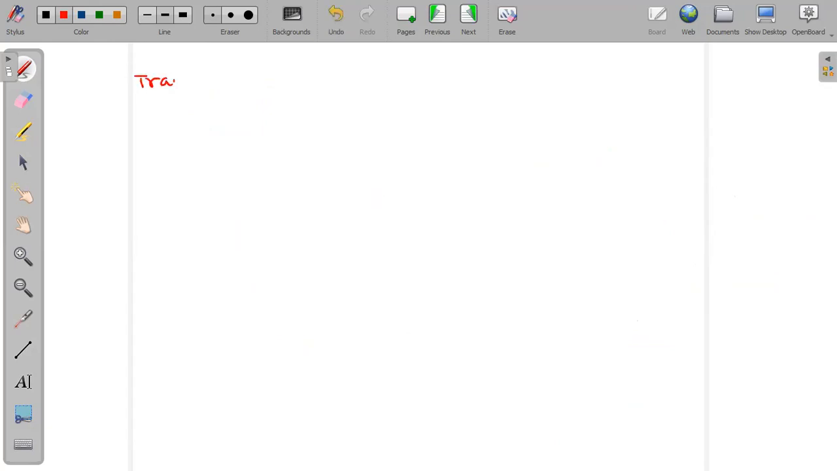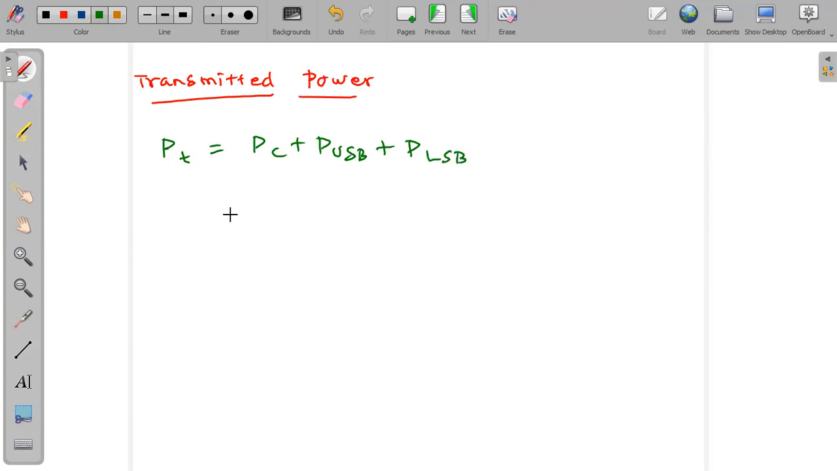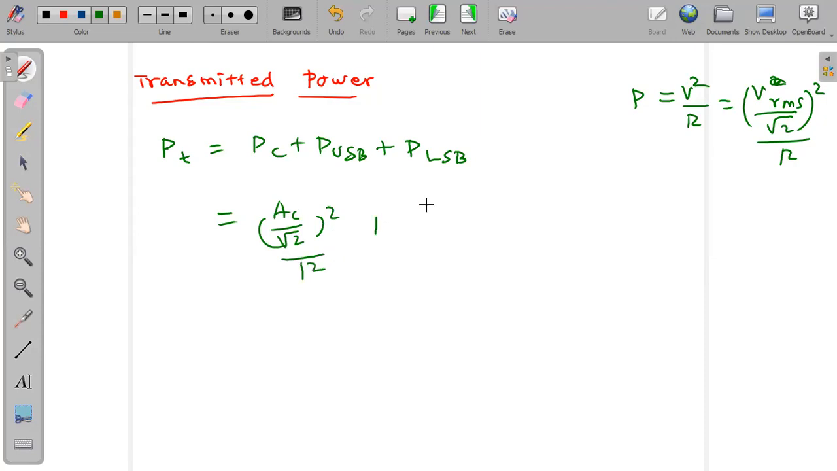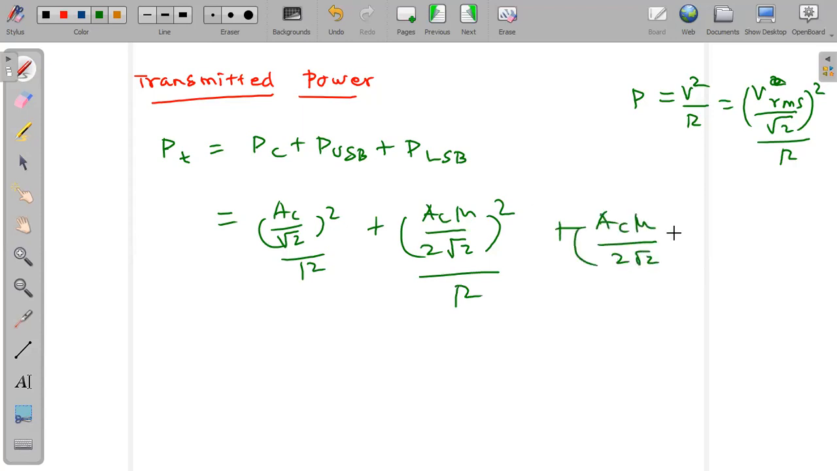So transmitted power, so free spaceல transmit பண்ண power, transmitted power P transmitted, it is equal to Pc plus P upper sideband plus power of lower sideband component. And power of carrier component can be written as, generally power equations we can write V square by R or V RMS. So RMS எழுதணும்னா so by root 2 னு எழுதுவோம் இல்லீங்களா, right? So voltage RMSல எழுதணும்னா இப்படி எழுதலாம். So from this (Ac by root 2) whole square by R, so this is carrier, plus (Ac mu by 2 root 2) whole square by R plus (Ac mu by 2 root 2) whole square by R.